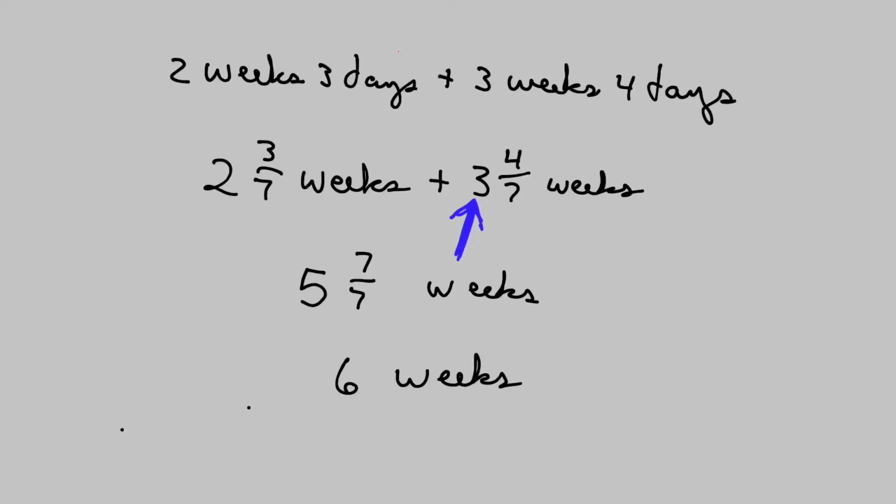2 weeks and 3 weeks is 5 weeks. 3/7 of a week and 4/7 of a week is 7/7 of a week. The total is 6 weeks because 7/7 is 1 whole week. 5 and 7/7 means 5 and 7/7. 7/7 of a week is 1 whole week. So this becomes 5 and 1 more week is 6 weeks.